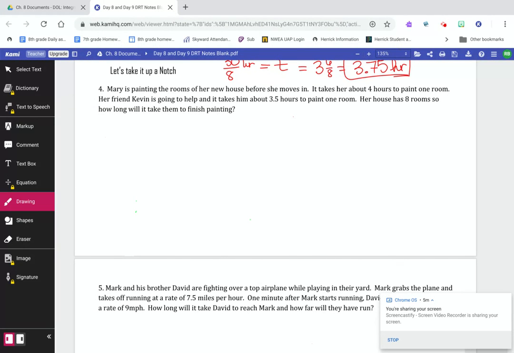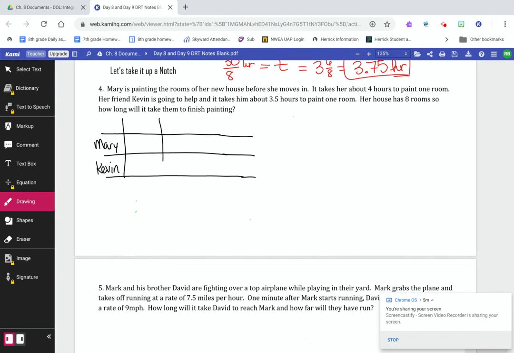In these type of problems, it's helpful to draw a chart. So we have our two situations, which would be Mary painting and Kevin painting. Each of them will have their own rate, time, and rate times time equals the total something. It's not distance in this particular problem. We'll make it Q again, but Q would stand for the total rooms. So the total amount of rooms that they have been able to paint.